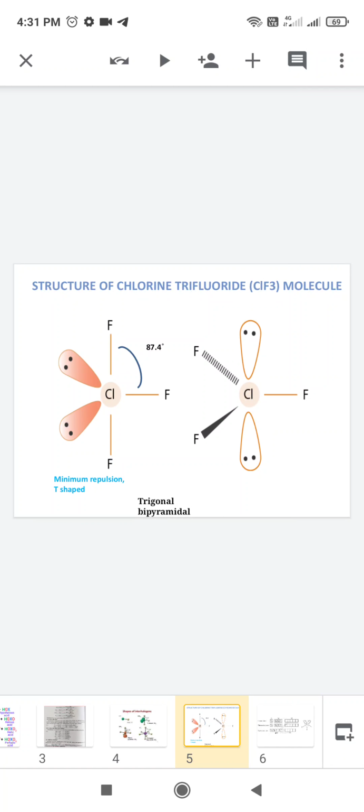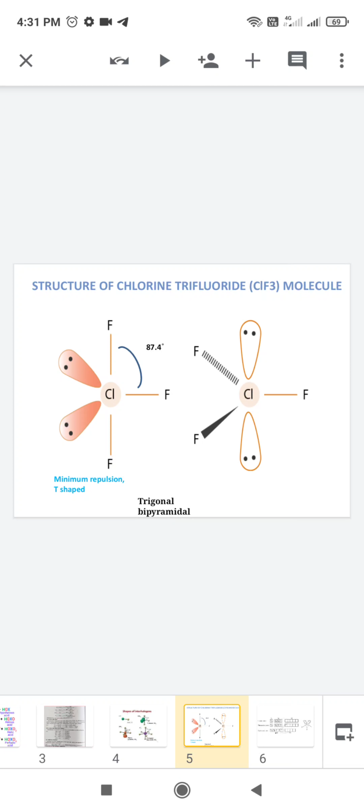See the trigonal bipyramidal structure. In the first one, on the left hand side, the two lone pairs of electrons exist in the equatorial position. Whereas in the geometry on the right hand side, the two lone pairs of electrons exist in the axial position. Which one is more favorable and has the least repulsion? The figure on the left hand side has the minimum repulsion, and it exists in the T shape.